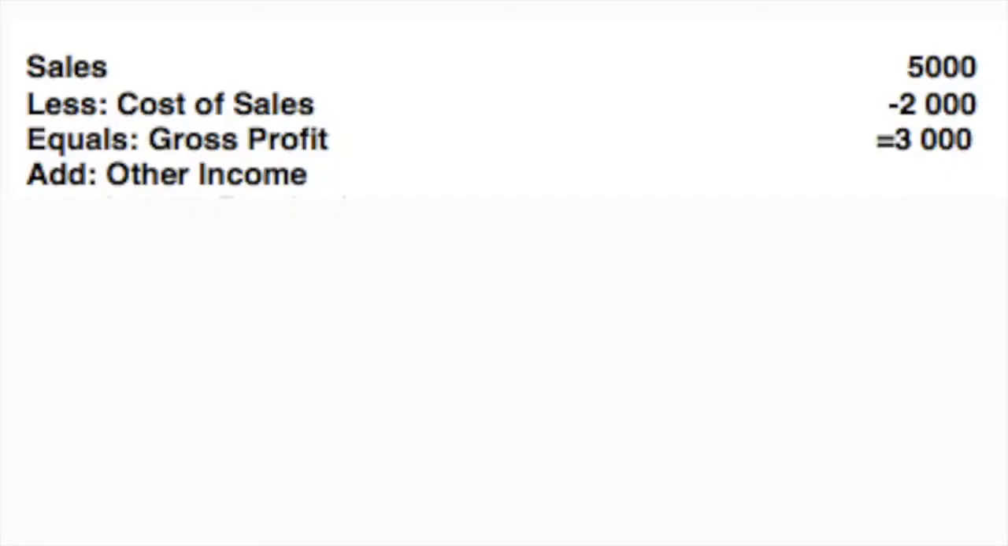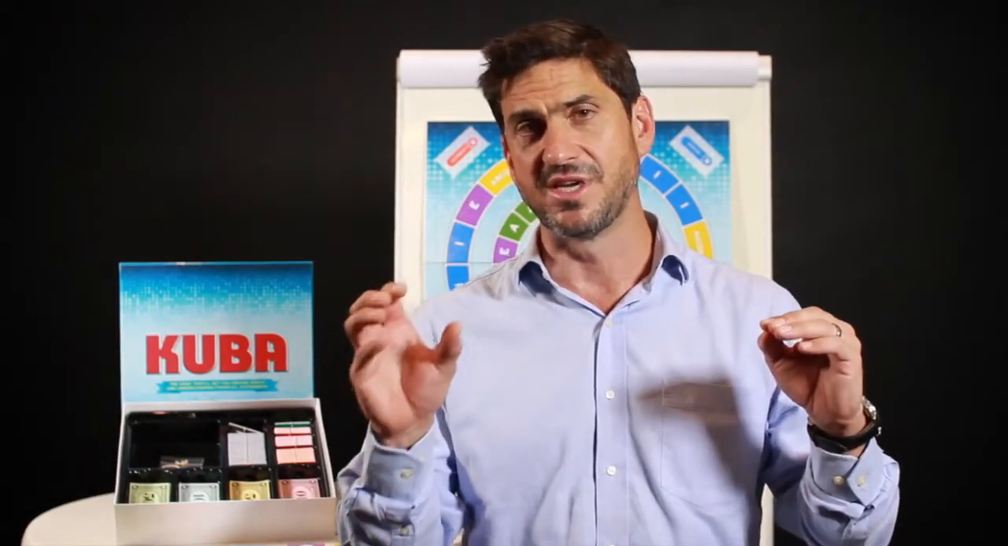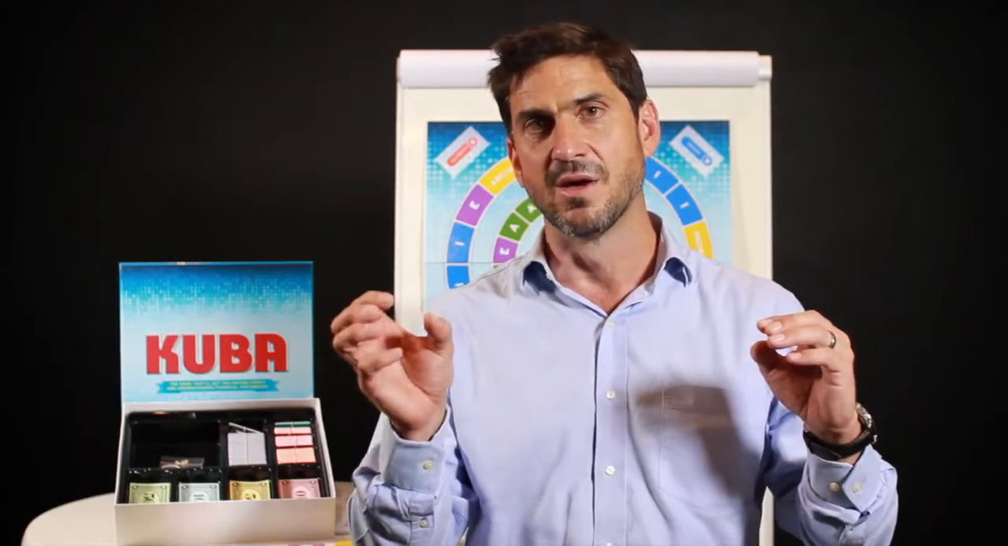So a simple illustration of what a statement of comprehensive income will look like: we'll start with sales, then we'll subtract our cost of sales, and this will show us what we call gross profit. That is essentially the profit that we've made on the buying and selling of product. Very important figure for us in retail. It shows us how much money we've made purely on the buying and the selling of that product.